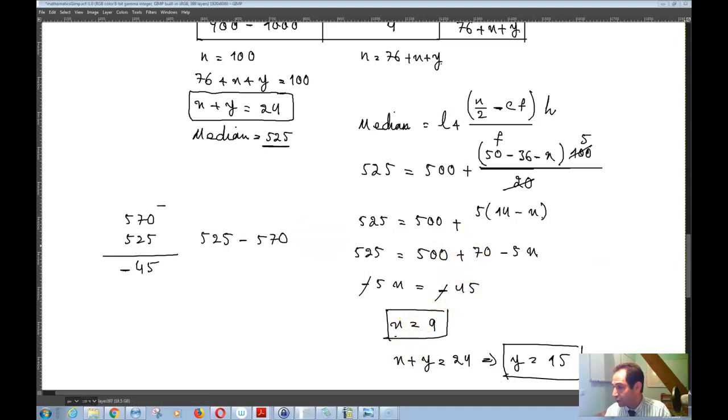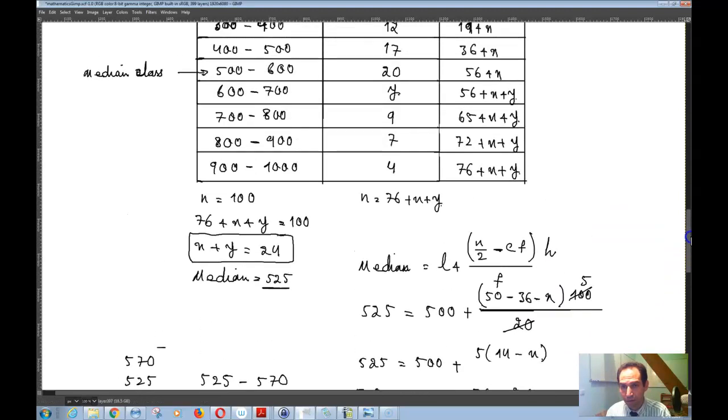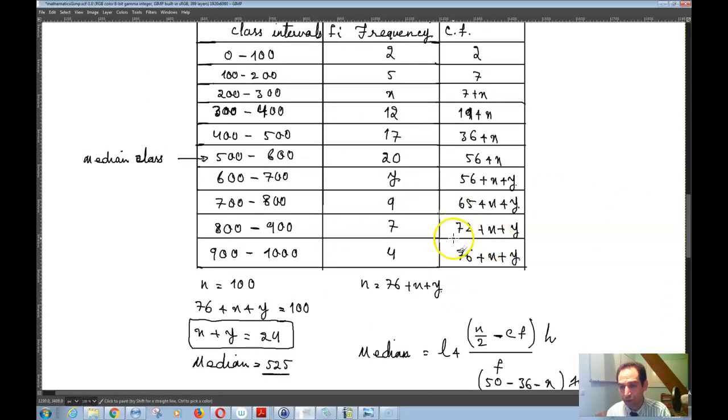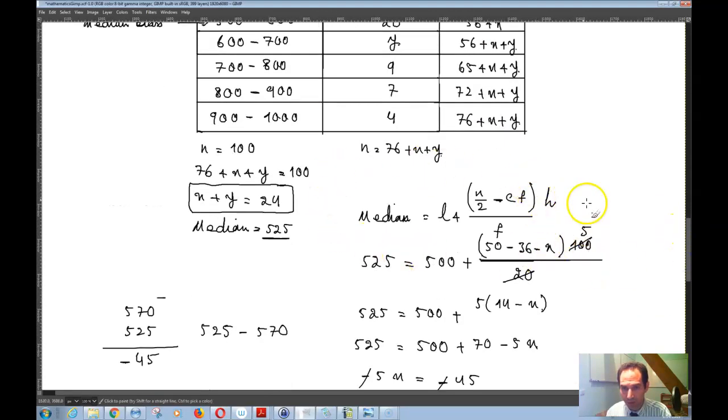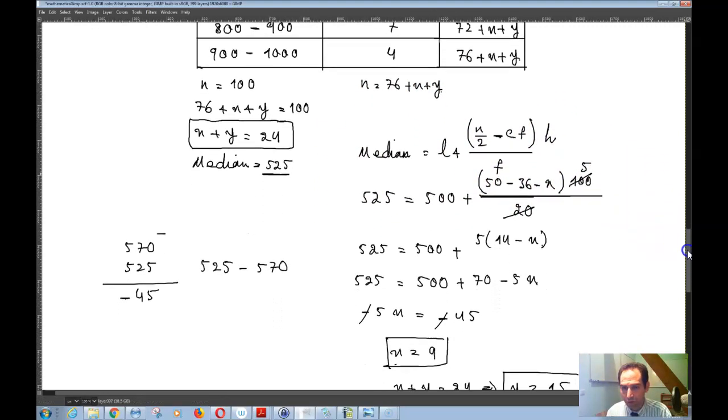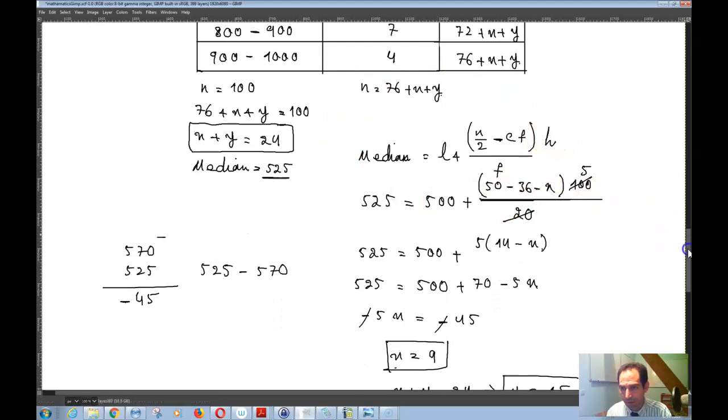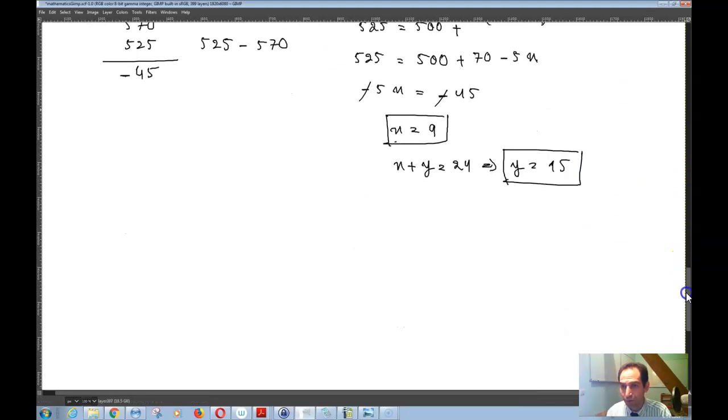So that is basically that. x is equal to 9, y is equal to 15. So that's basically how you find the median. Of course, these are not that important here. It's not really a problem to work a little bit on these, but basically the concept is important. How you apply this formula, because we want to use these concepts in the coming videos.